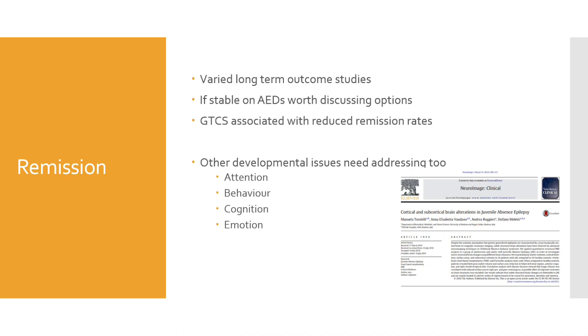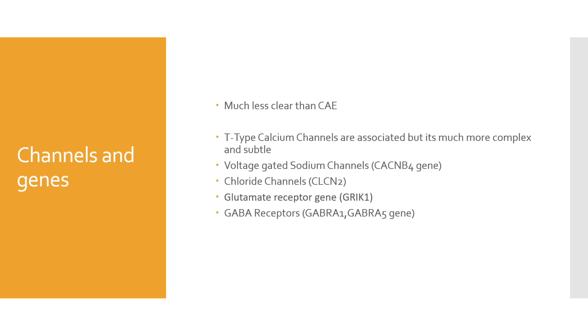In the parts of the brain that look after attention, memory, and so on, they can actually become impaired with increasing time. So it's far more complex than the simplistic mechanism that we would propose in childhood absence epilepsy. In terms of the channels and the genes involved in hyperexcitability or reduced inhibition or abnormal connectivity, it's much less clear than the situation is in childhood absence epilepsy.